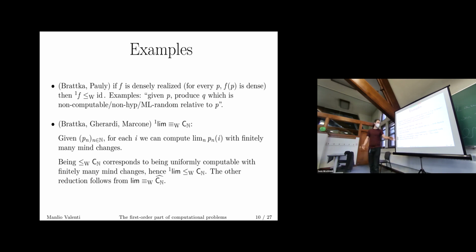the fact that the first order part is below choice on the natural numbers. The other reduction follows from the fact that, by a classical result, lim is just the parallelization of choice on the natural numbers, and therefore you get the other reduction and you get the equivalence.